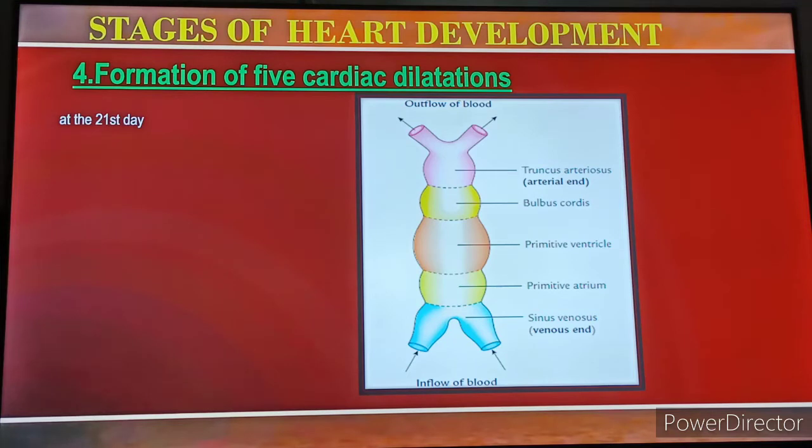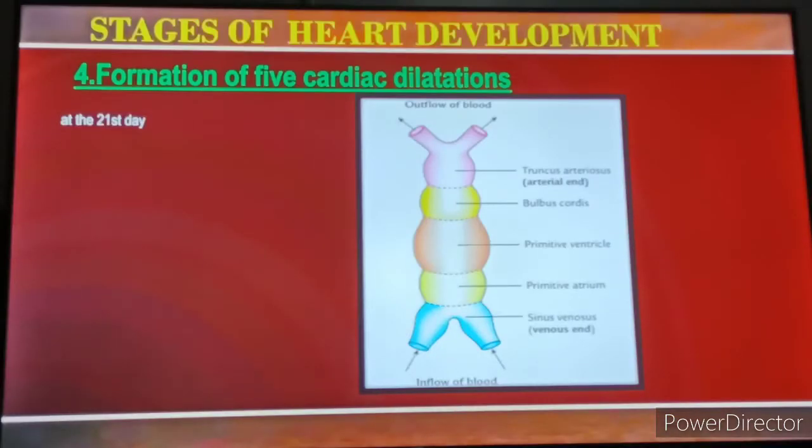Remember, we said the outflow end of the heart is the arterial end, and it has 2 primitive aorta, and we have 6 veins, 3 pairs of veins, that form the inflow part of the heart, and these are the structures holding the heart strong. And then you can name from up down: truncus arteriosus, bulbus cordis, primitive ventricle, primitive atrium, and sinus venosus.